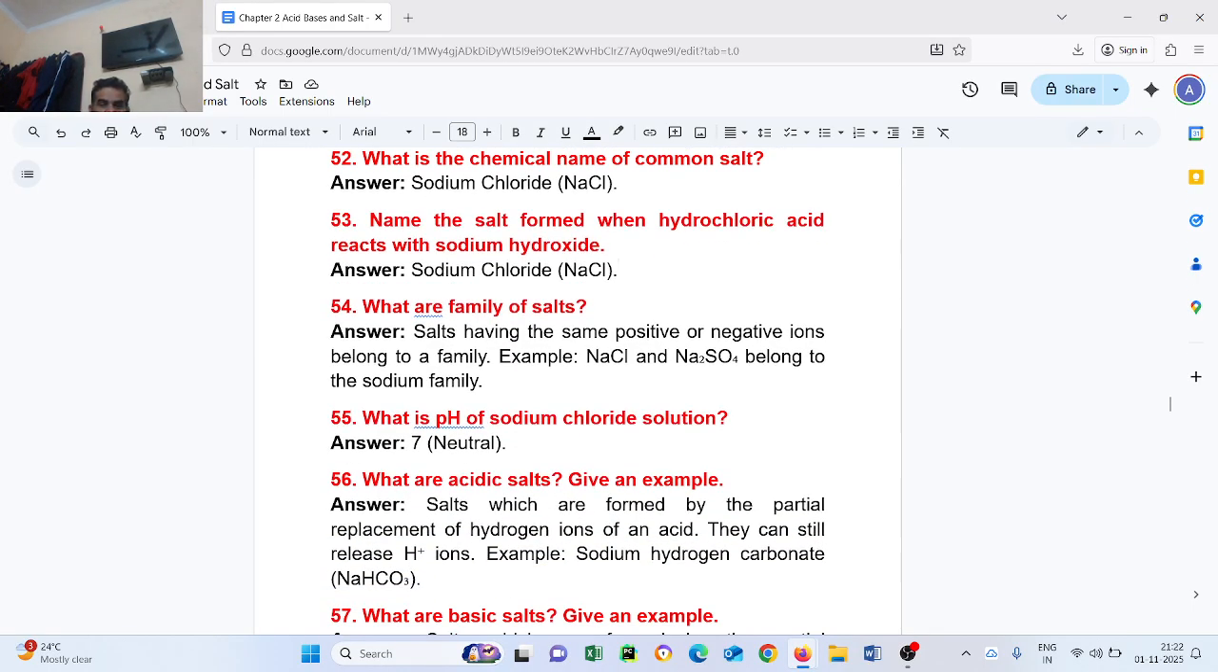Question number 56. What are the acidic salts? Give an example. Salts which are formed by the partial replacement of hydrogen ion of an acid. They can still release hydrogen ion. Example: sodium hydrogen carbonate, NaHCO3.